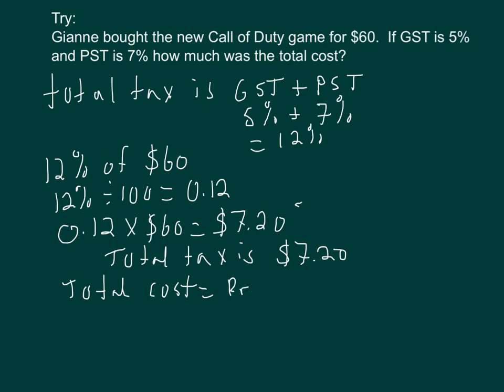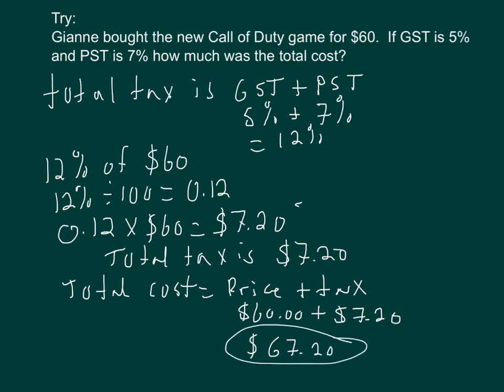So my total cost equals price plus tax. So our price of our item was $60 plus our tax, which was $7.20. So our total cost was $67.20. I mean, it would have worked either method. I just chose that method there, but all three methods would work, and we'll look at it more tomorrow.